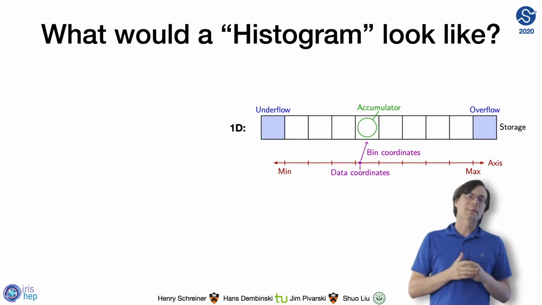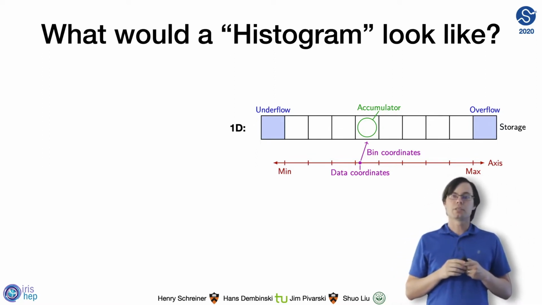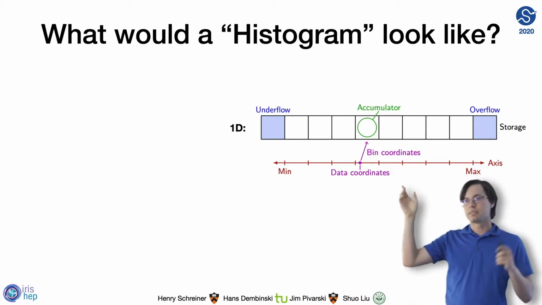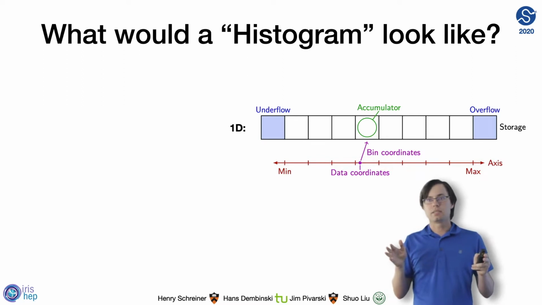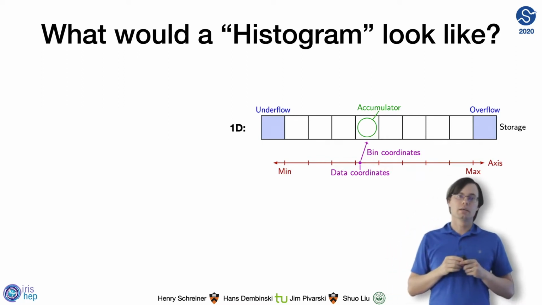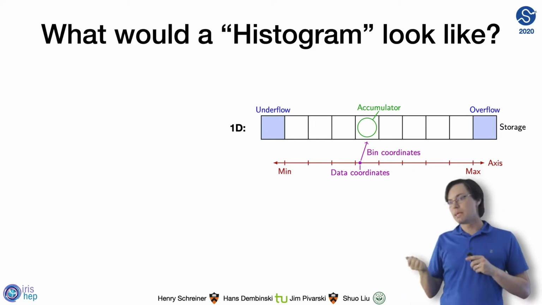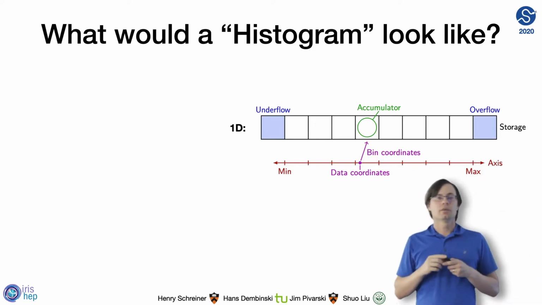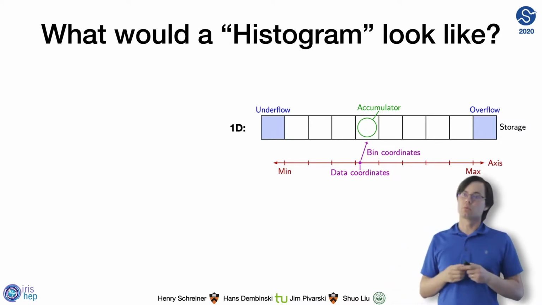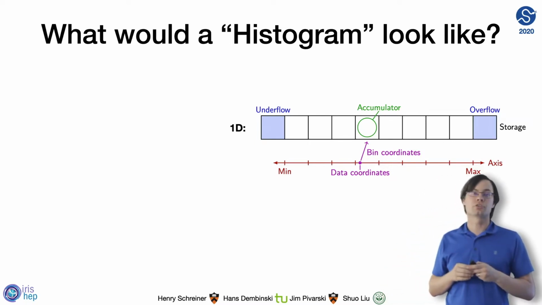Well, it would probably have an axis, and it looks something like this. This is a 1D histogram. You see that it has an axis, and what the axis does is it takes data coordinates and converts them into integer bin coordinates, and it fills bins. Each bin gets filled with an accumulator. So this could be a simple integer, it could be a floating point number, it could be something more complex that does a mean or whatever other statistic you're interested in.